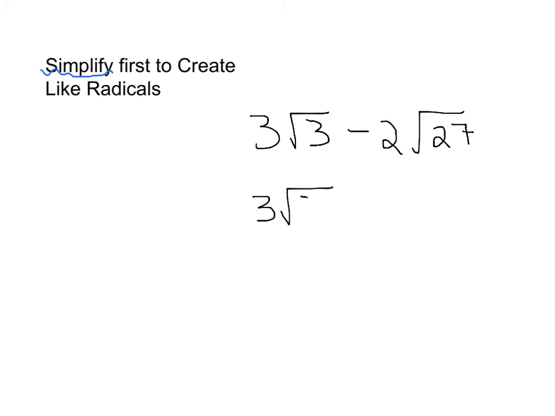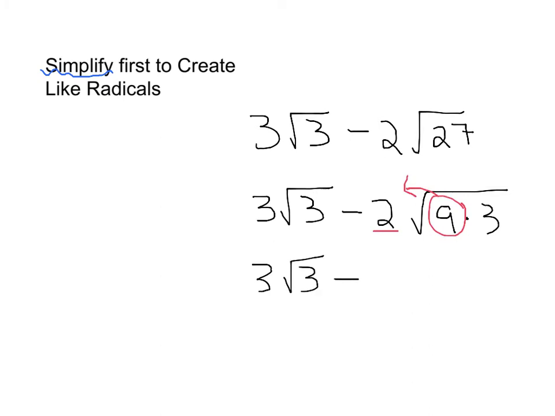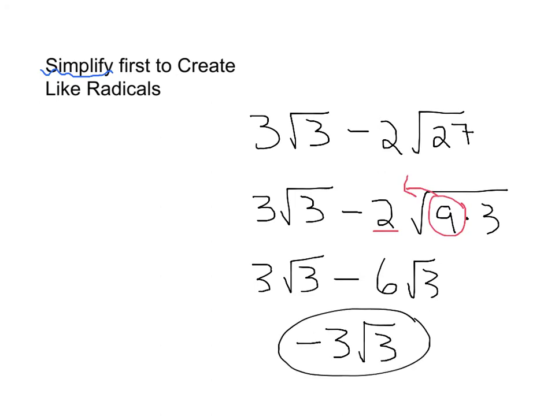Okay, last example with this category. 3 square root 3 minus 2 square root of 27. We can simplify that square root of 27, so 3 square roots of 3 minus 2, we can break it up into 9 times 3. Take the square root of 9, which is 3, and multiply it by the 2. So I have 3 square root of 3 minus 2 times 3 is 6 square roots of 3. So how many square roots of 3 are left over? 3 minus 6 is negative 3 square roots of 3. There you go.